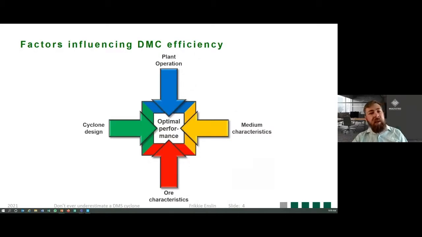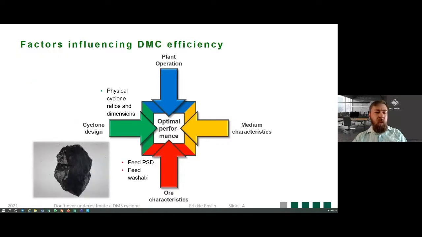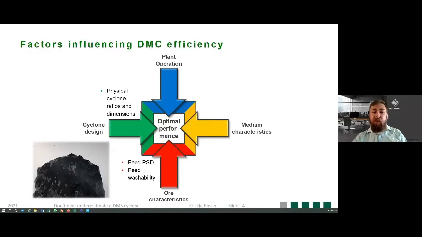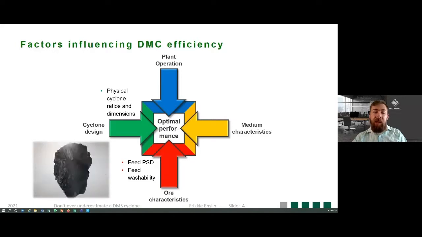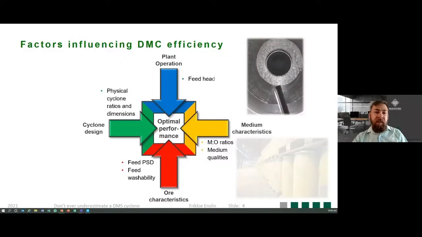So in this presentation, under cyclone design, I will have a look at the physical cyclone ratios and dimensions and how they influence the operation of the cyclone. Then under ore characteristics, we'll have a look at the feed particle size distribution, as well as the washability, specifically for coal, and how it influences the performance of your DMS cyclone. Under medium characteristics, we'll have a look at the effect of medium to ore ratios, as well as medium qualities. And then lastly, in plant operation, I'll delve a little bit deeper into feed head and then wear and maintenance around the cyclone.